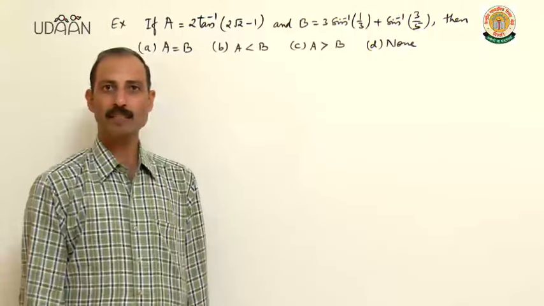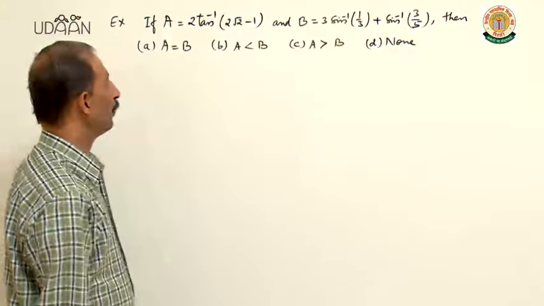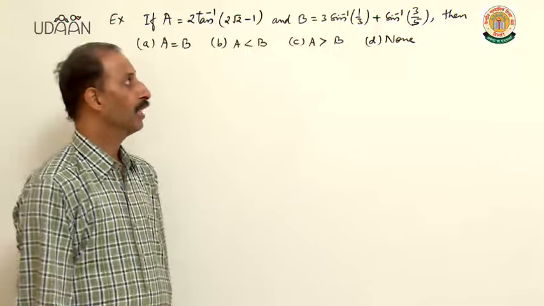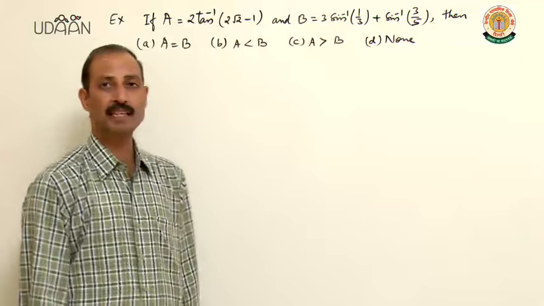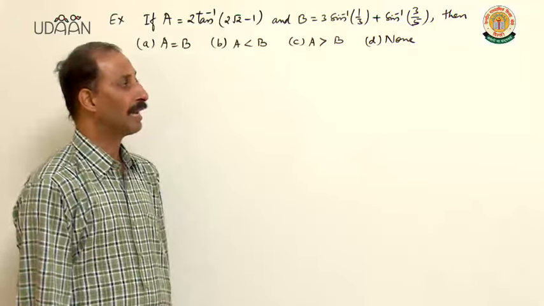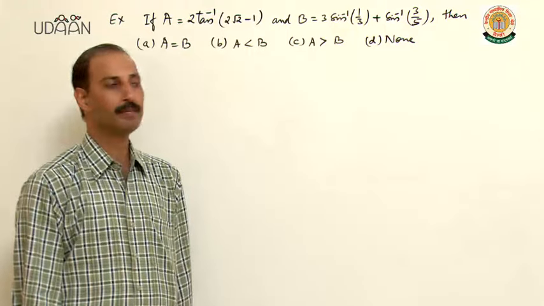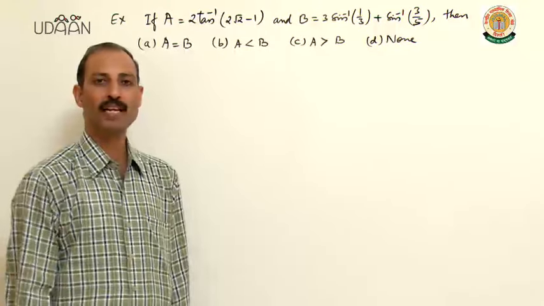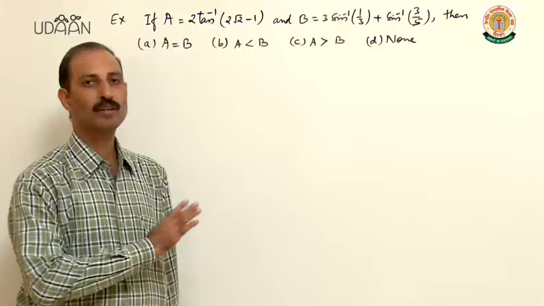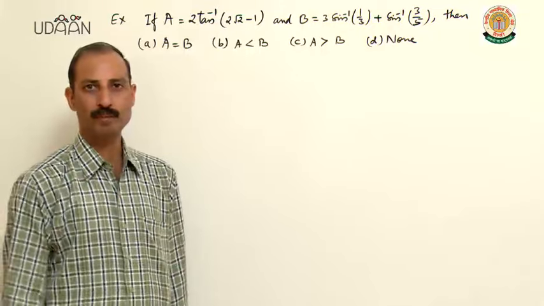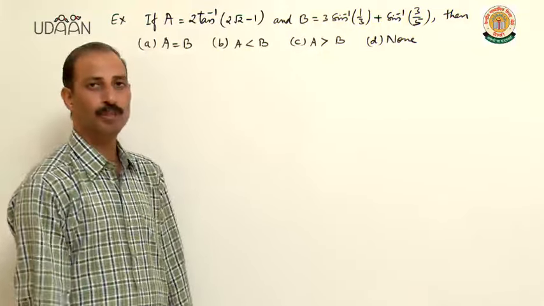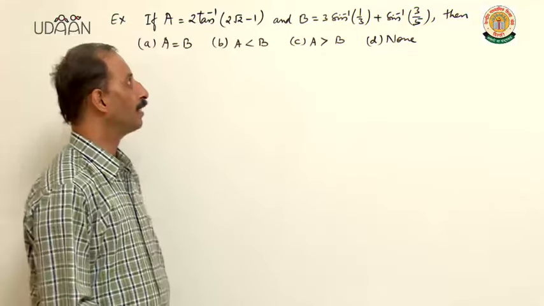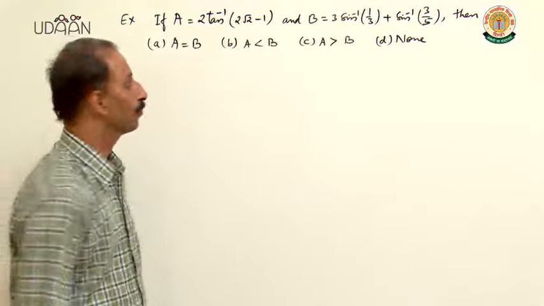Next example children. If A is equal to 2 times tan inverse of 2 root 2 minus 1 and B is equal to 3 times sin inverse of 1 by 3 plus sin inverse of 3 by 5, then you have to identify which value is greater, smaller or equal. It means A is greater than B or A is smaller than B or A is equal to B. Let us find out the values of A and B.